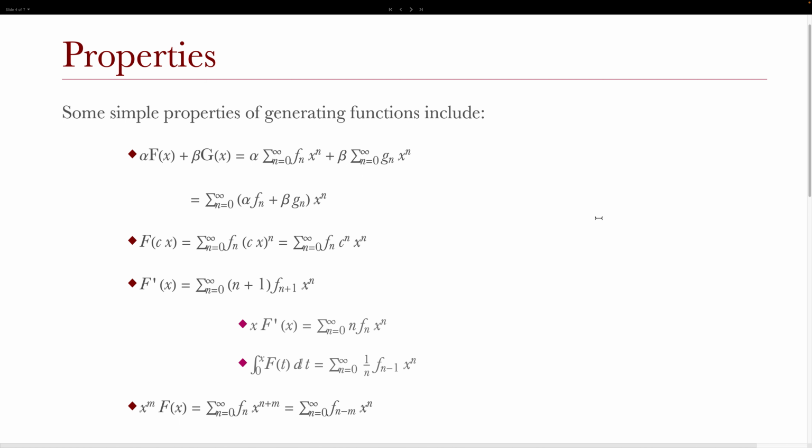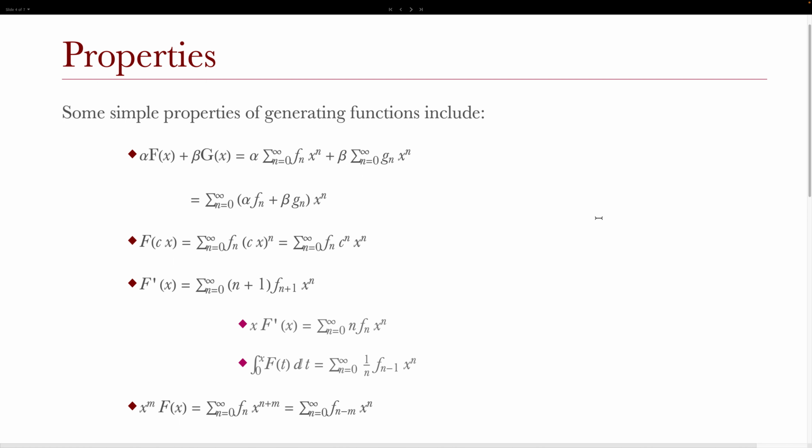Now, if it's contextually helpful, we can then simplify that further to alpha times big F of x plus beta times big G of x is equal to the infinite sum from n equals 0 of alpha times f sub n plus beta times g sub n multiplied by x to the power of n.